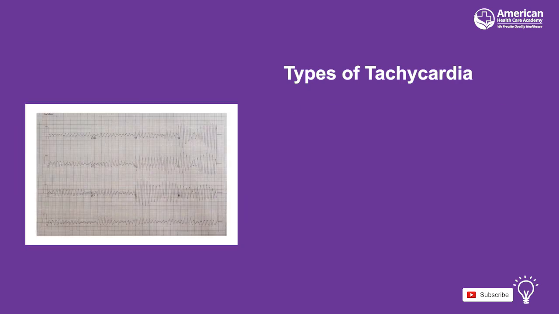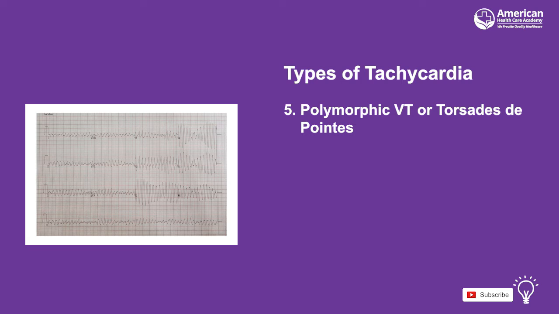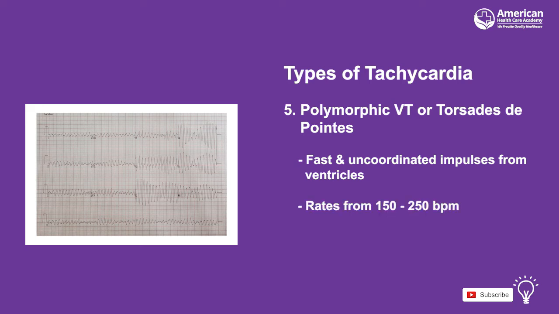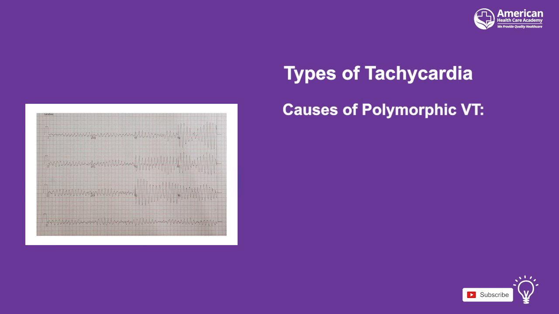The last type of tachycardia is called polymorphic VT, or torsades de pointes, which is when different areas in the ventricles fire fast, uncoordinated impulses. Ventricular rates range from 150 to 250 beats per minute, and the QRS complex varies in appearance. Some causes of polymorphic VT, or torsades de pointes, are diarrhea, hypomagnesemia, and hypokalemia.